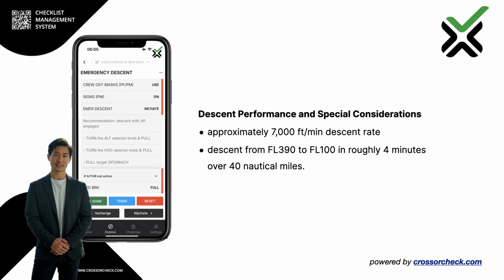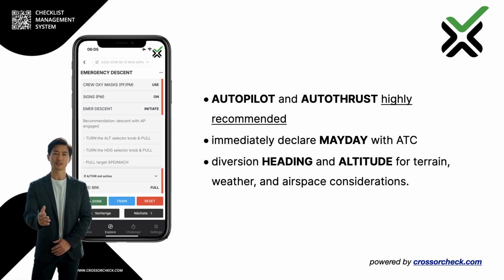Descent performance and special considerations. The procedure achieves approximately 7,000 feet per minute descent rate using idle thrust, high speed, and extended speed brakes, allowing descent from flight level 390 to flight level 100 in roughly 4 minutes over 40 nautical miles. Critical speed management depends on suspected structural damage. If a loud bang or high cabin vertical speed suggests structural damage, the Speed Mach push button should be set to speed mode to maintain current IAS and minimize structural stress.